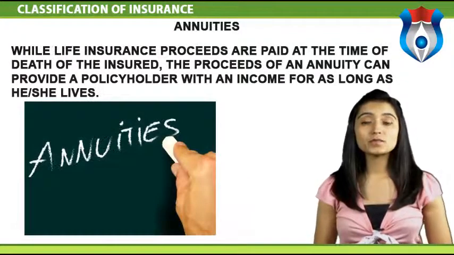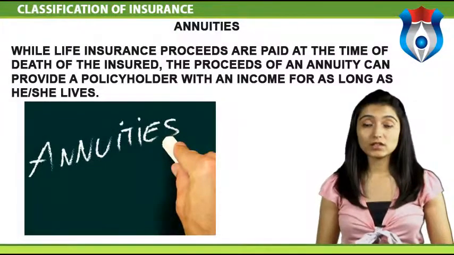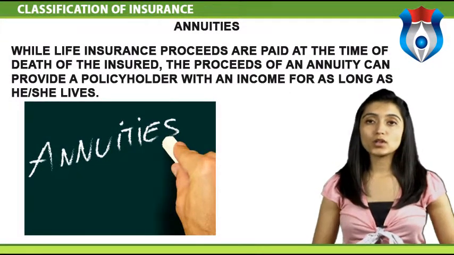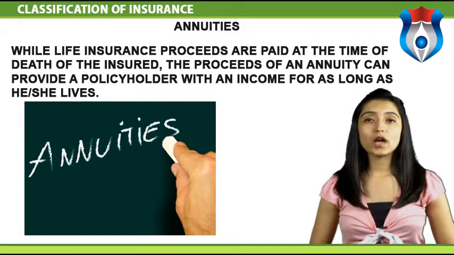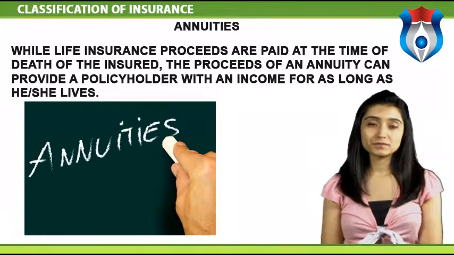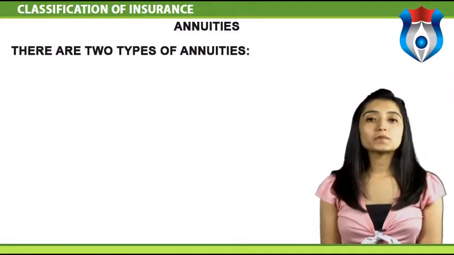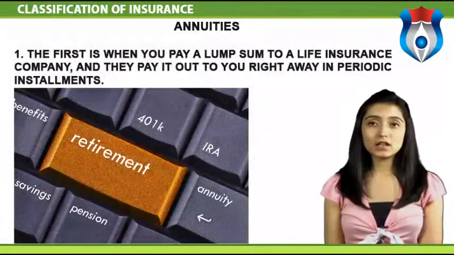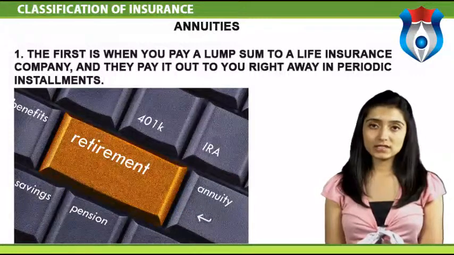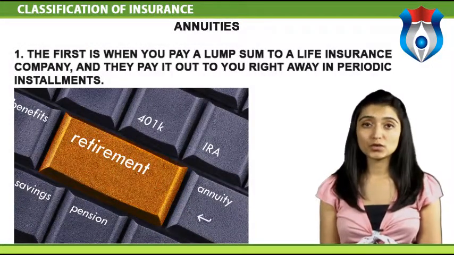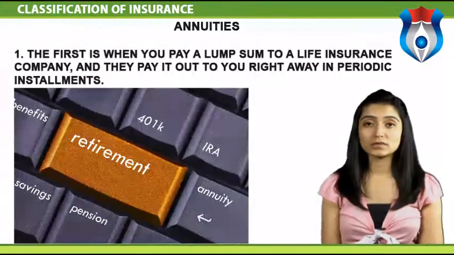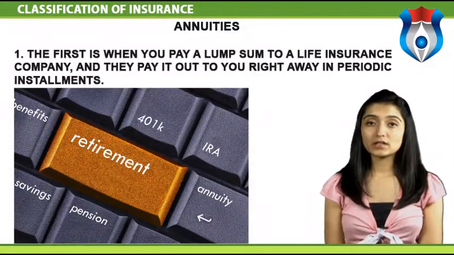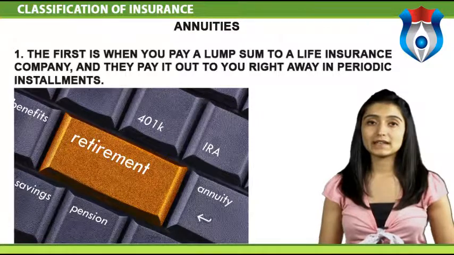While life insurance proceeds are paid at the time of death of the insured, the proceeds of an annuity can provide a policyholder with an income for as long as he or she lives. There are two types of annuities. The first is when you pay a lump sum to a life insurance company and they pay it out to you right away in periodic installments. This type is known as an immediate annuity. The payments to you start immediately.